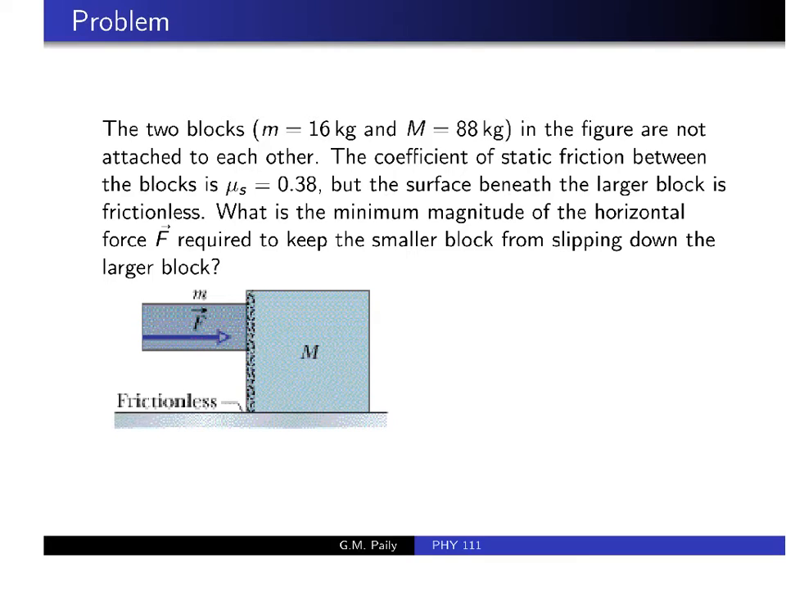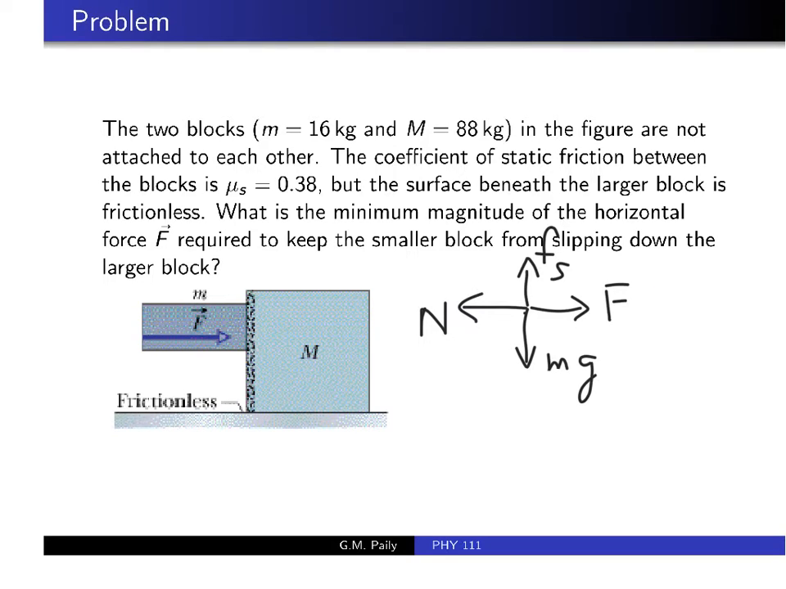Here is the free body diagram for this little block, little m. We have the weight of the block, which is acting downward. We have the applied force F, which is acting to the right. We have the normal force from the big block on the little block. Notice that this normal force pairs up with the applied force F.